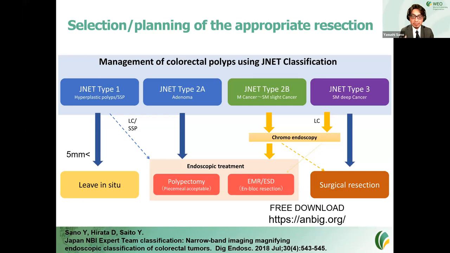So you precisely diagnose and select your treatment. And genotype 3, if you have high confidence, you send to surgery. And if you have low confidence, you assess additionally. For example, EUS or some other examination is required.